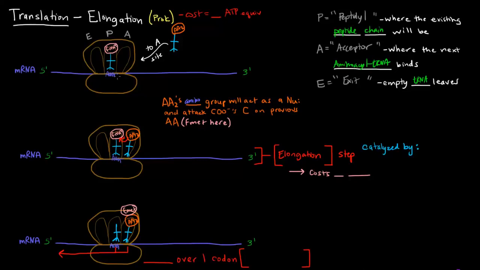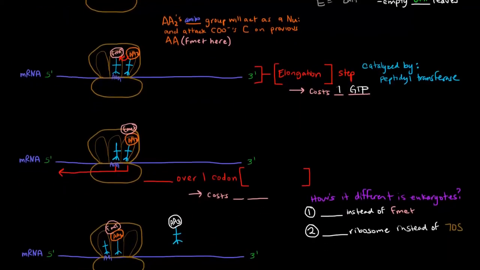This elongation step is catalyzed by an enzyme called peptidyl transferase. And this process costs 1 GTP. So once that covalent bond forms between the amino acid number 2 and the formylated methionine, the covalent bond holding the formylated methionine to this tRNA breaks. So then what we have is this. So this tRNA in the P site is now empty, and the existing polypeptide chain is in the acceptor site.